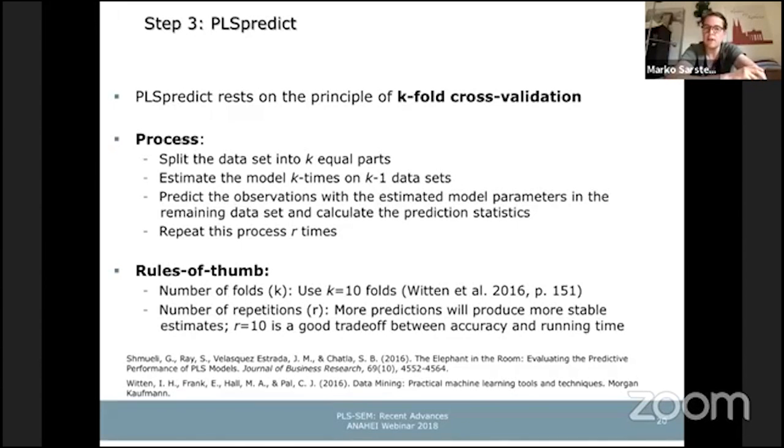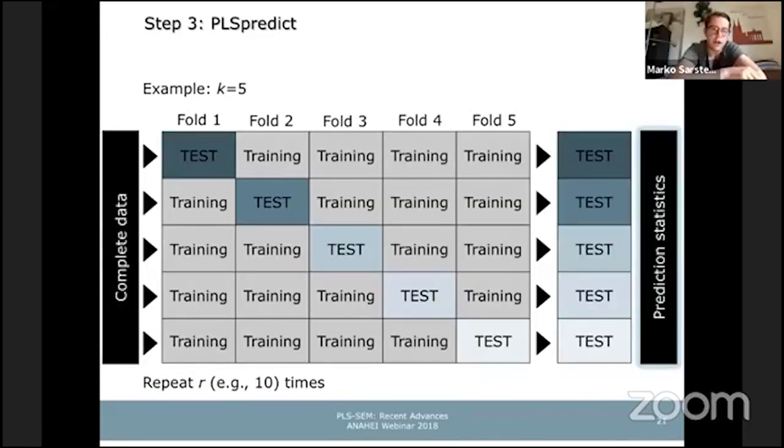The thing here is that, as this is a random process, the partitioning into k equal parts could be that in one of these samples, you actually have a very extreme sampling. So it could be that some of the extreme observations are put into one of those folds. That's why we repeat this procedure r times. R is the number of repetitions. Which values to choose for K and R? Well, a bit difficult to tell. In prediction literature, people usually use 10 folds and 10 repetitions, so to get some stability of the estimates.